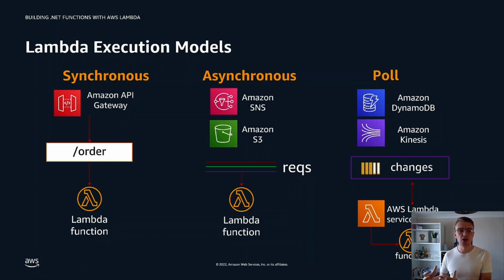Your function can do the work, and the Lambda service will also manage deleting that message from the queue afterwards. And the same applies for DynamoDB streams and Kinesis streams. The Lambda service will keep track of the last record read. So it's incredibly powerful.